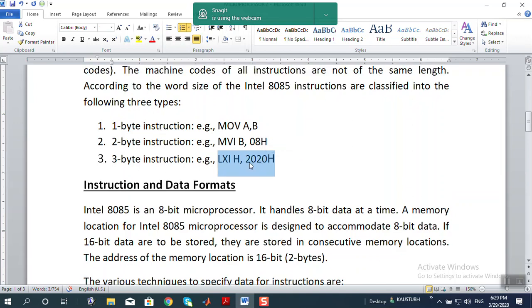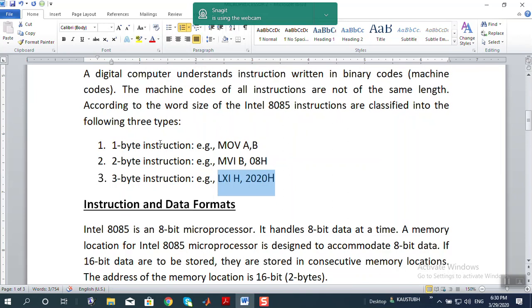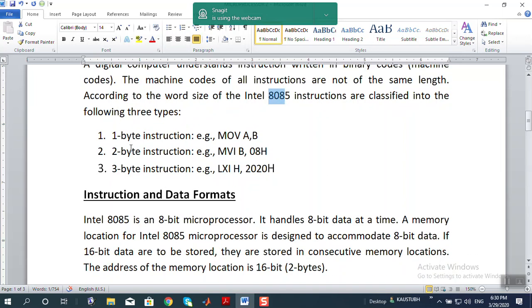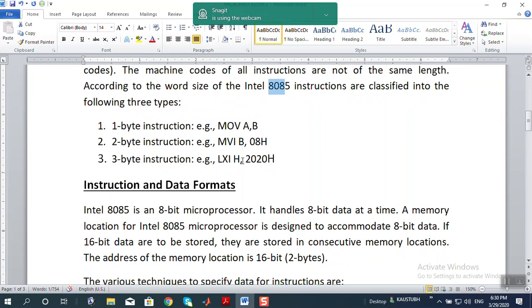So these are just 3 examples. There are many instructions. We'll explain the instructions one by one. So here the thing is that in case of the 8085 microprocessor, there can be instructions of 1 byte, 2 byte and 3 byte, not more than 3 bytes.